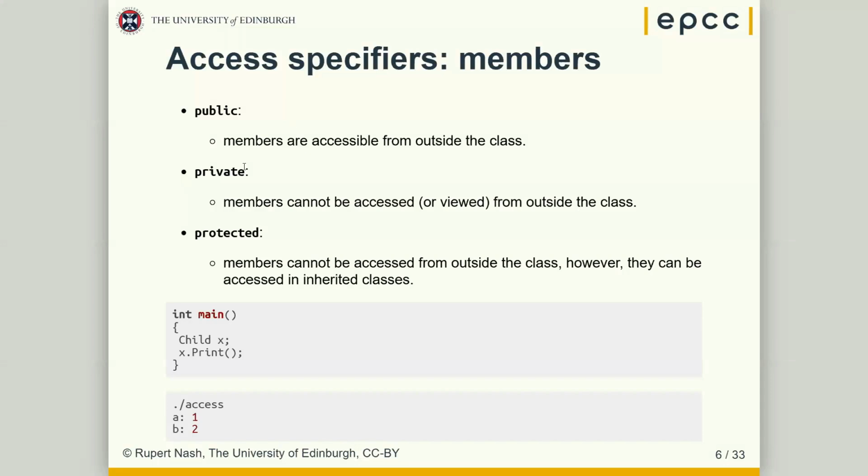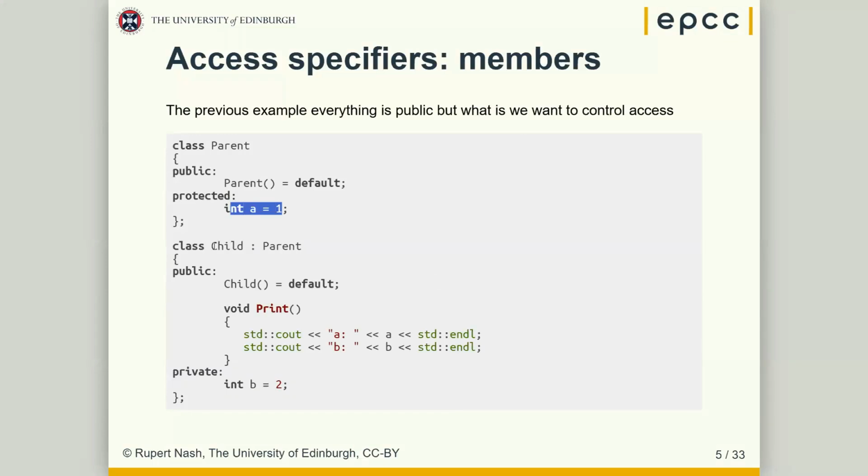And what this is doing is basically saying, well, we're using the correct specifier for this. Public means the members are accessible from the outside of the class. Okay. Private, members cannot be accessed or viewed from outside the class. Protected means members cannot be accessed from outside the class. However, they can be accessed in inherited classes. So child is inheriting from parent. It inherits A1 and is allowed to see it because A is set by protected.